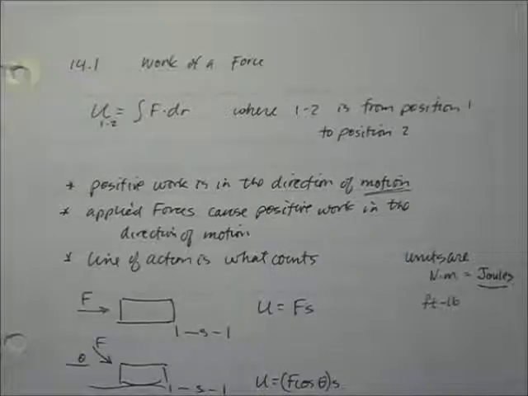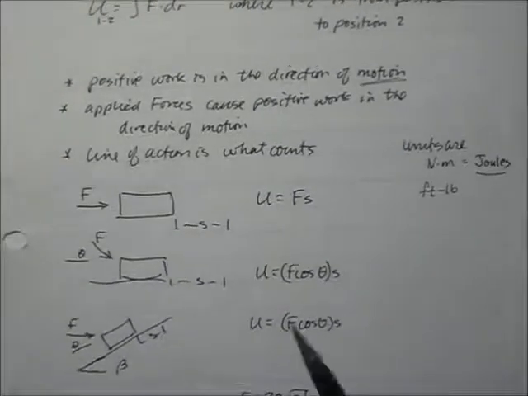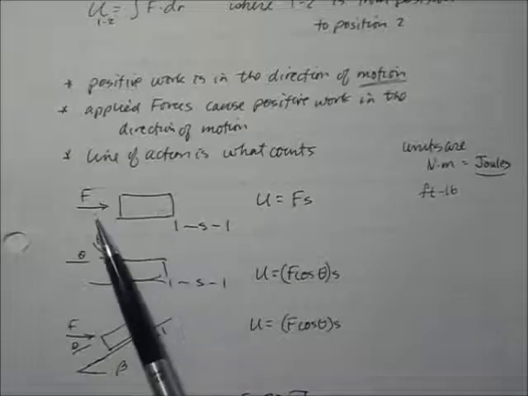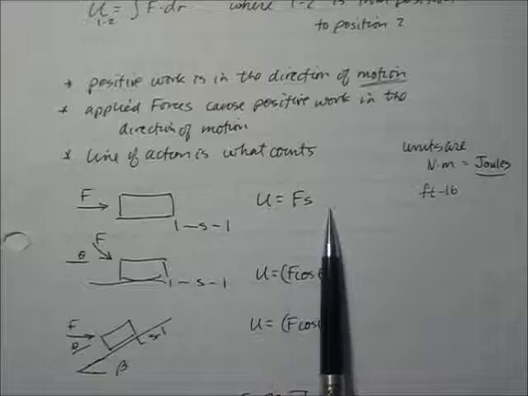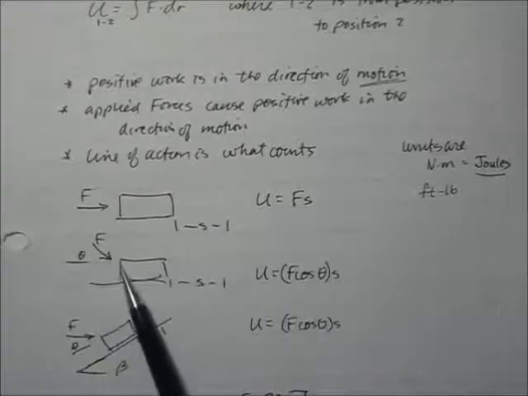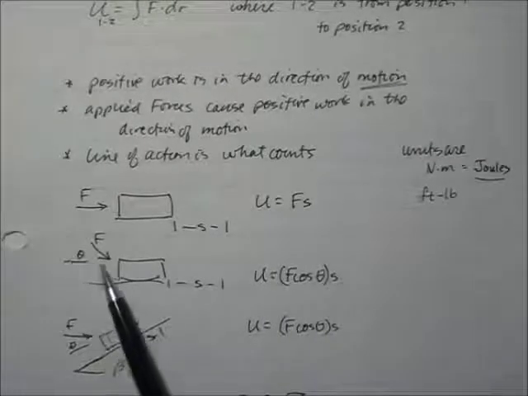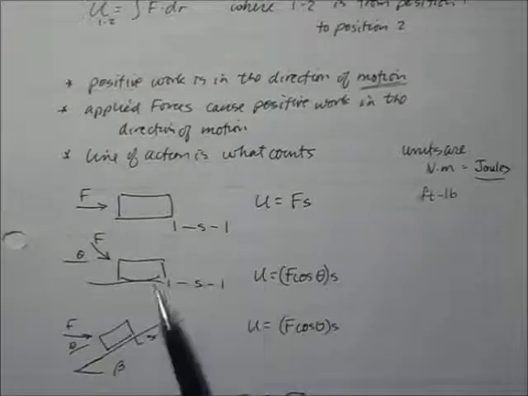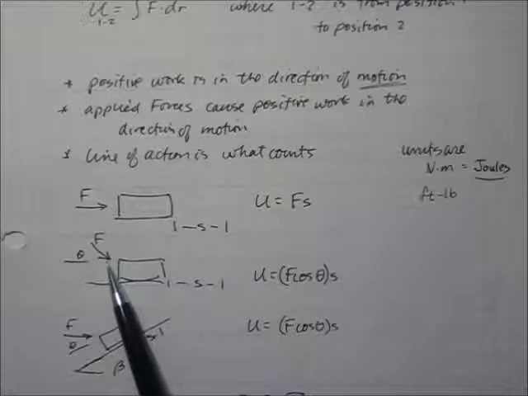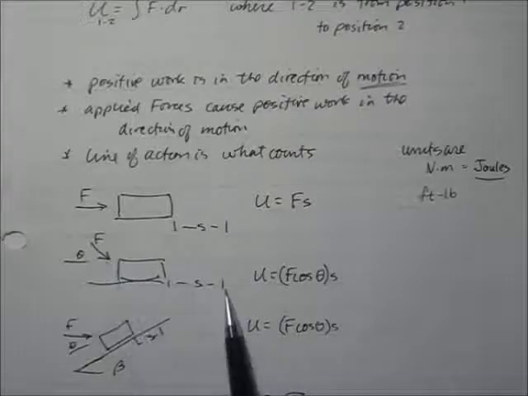And here's what I mean about the line of action. If I push this box with a force F and go a distance, I'm going to say that the work is equal to the force times the distance. However, if I'm pushing at an angle, only the cosine component is actually causing work in the positive direction. So the work is equal to force cosine, the cosine being that piece of it, times that distance.